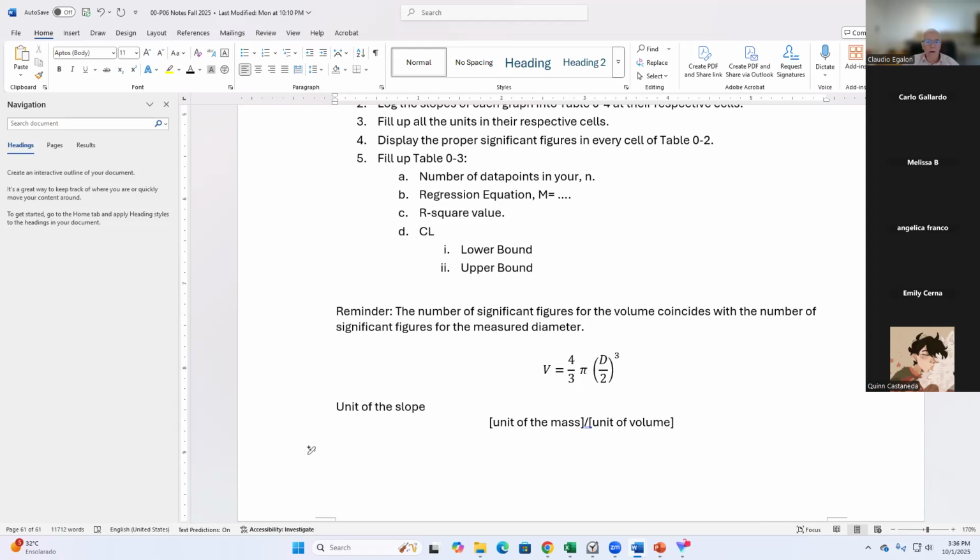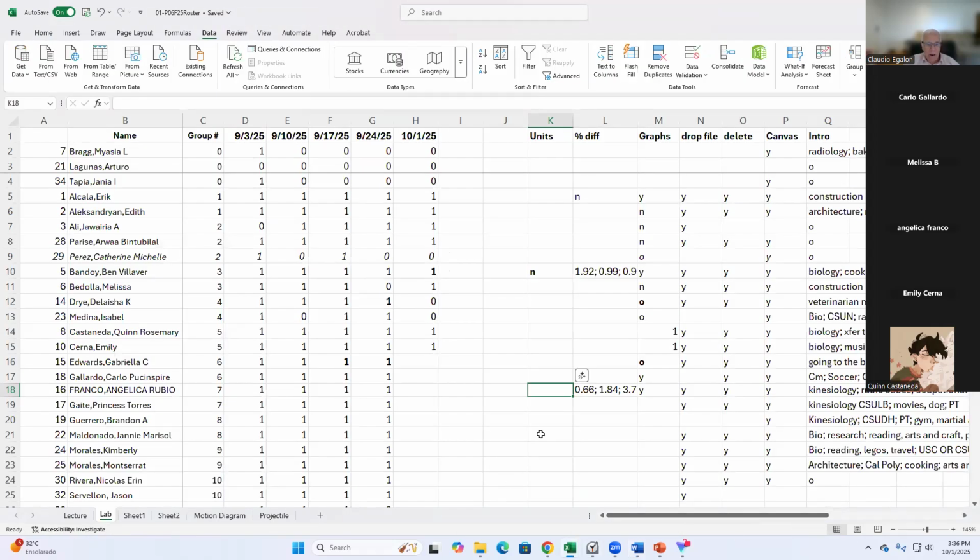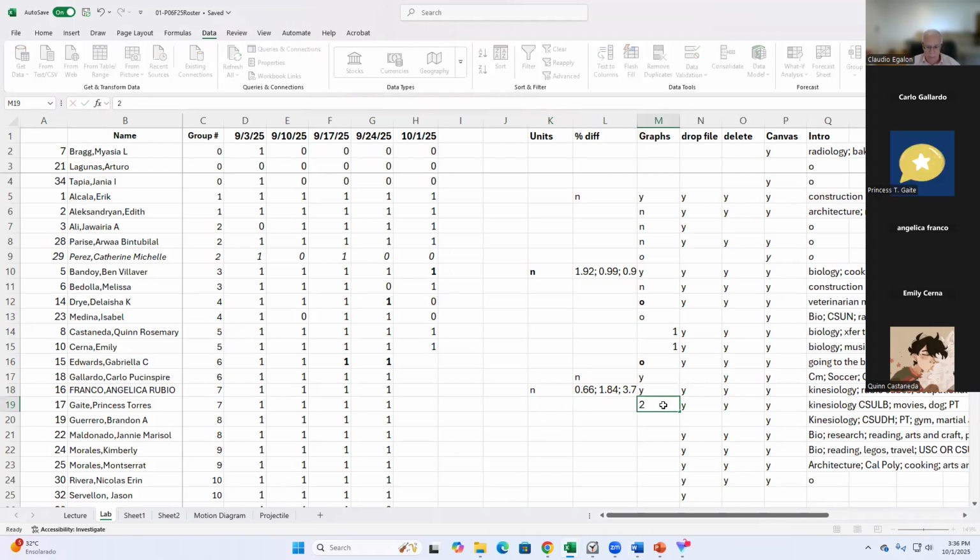So let's go for the next one. Next is gonna be Princess. Hi, Princess. Did you plot all the 3 graphs? No, but I plotted 2 out of the 3. Okay, that's good. Once you're done, make sure you find out the percentage differences that you're getting.